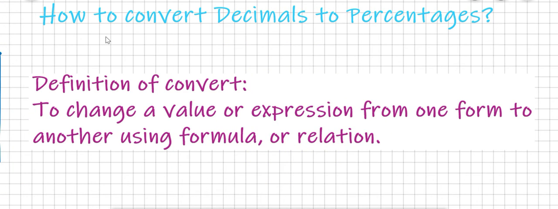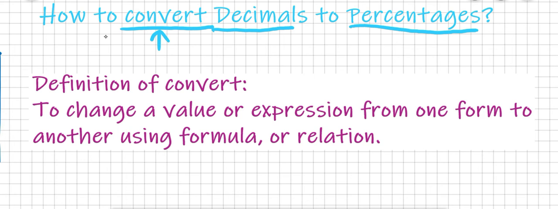In this phrase, there are three main words: decimals, percentages, and the word convert. We have decimals or percentages and we want to be able to switch between them with ease. But the word we really need to focus on is convert. If you look up the word convert, you'll get something along the lines of this: to change a value or expression from one form to another using a formula or relation. And in our case, we have to change decimals to percentages, or vice versa.